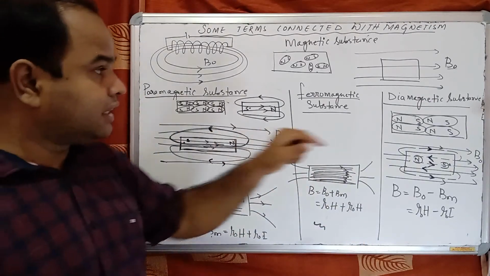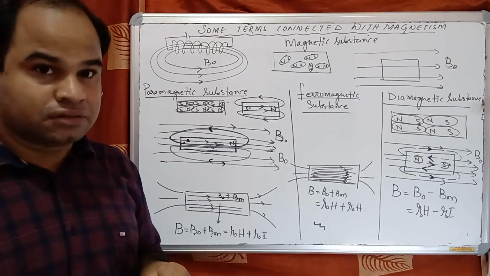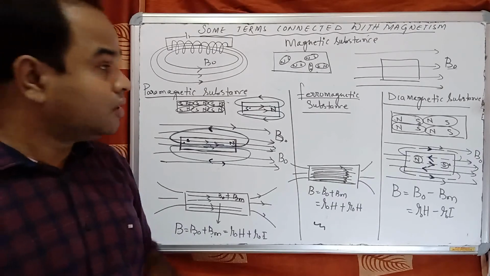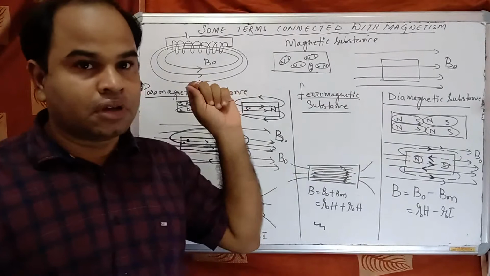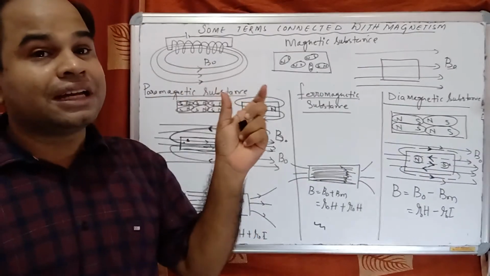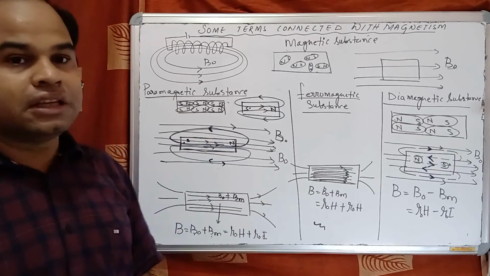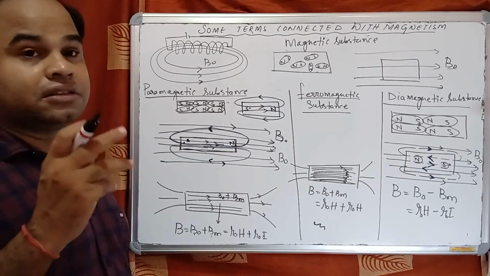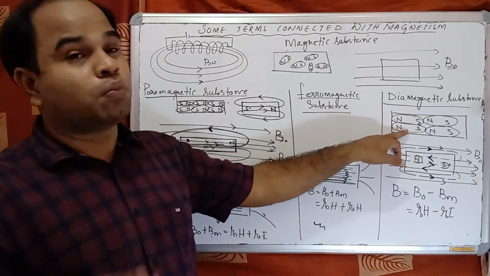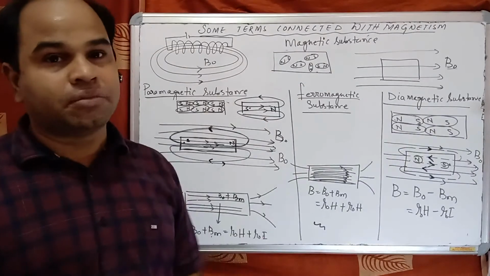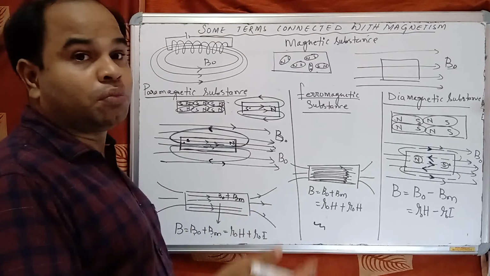So when you consider a diamagnetic substance, they are repelled by the magnet. When they are placed in the external magnetic field, they are aligned opposite to the direction of the external magnetic field. Again, the dipoles present inside this diamagnetic substance are aligned opposite to the direction of the external magnetic field. So that means they will have poles in the opposite direction.